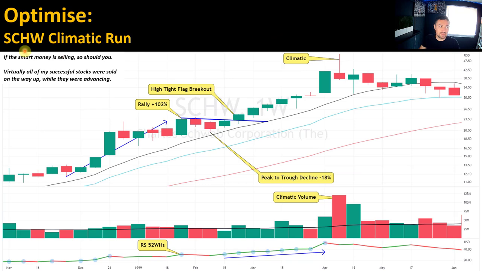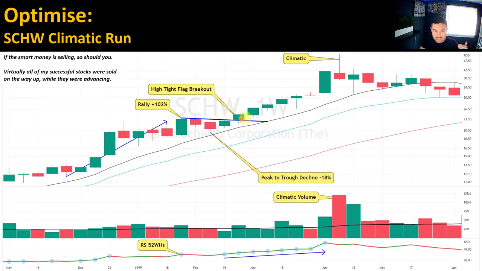Let's do another one. This is now looking at climactic runs. If the smart money is selling, so should you. Virtually all of my successful stocks were sold on the way up while they were advancing. So here you get a high tight flag building. The stock powers up 102%. Peak to trough decline in the base is about minus 18%.